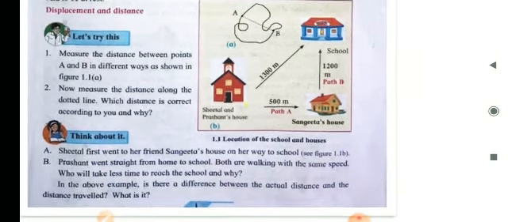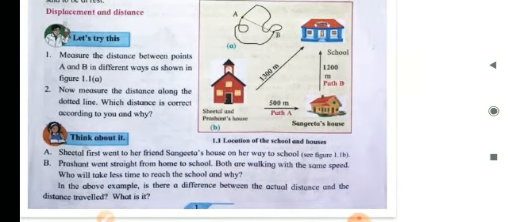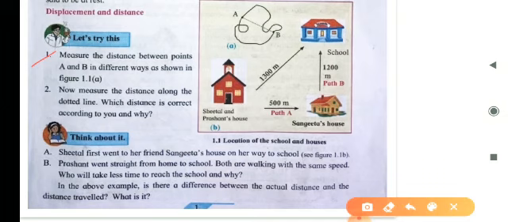Now let's see the concept of displacement and distance. Let's try this. Measure the distance between points A and B in different ways as shown in figure 1.1a. So here you can see the distance can be measured differently. If you go across this curve, you can measure the distance from A to B separately. But if you go towards the dotted line, it is a different length. Now, distance may be different lengths depending on the path taken.